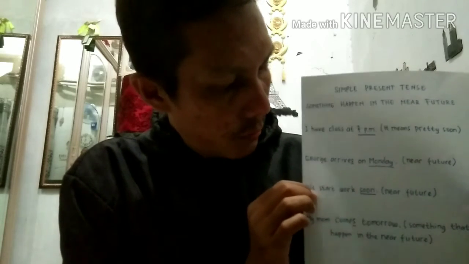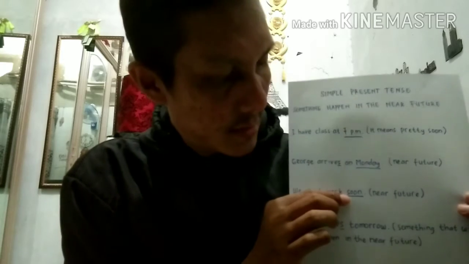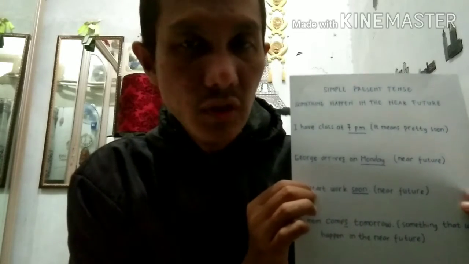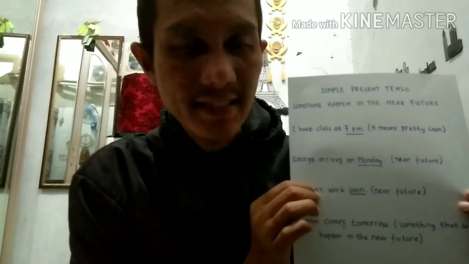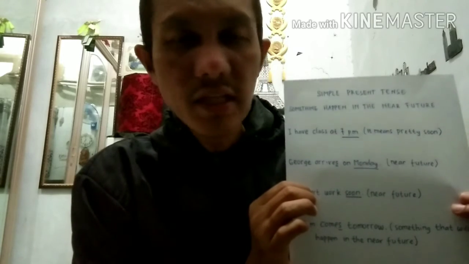Next, we start work soon. Soon is near future. Why in this verb don't I add s or es at the end of the verb? Because the subject is we. If the subject is I, you, they, or we, don't add s or es at the end of the verb of simple present tense. Okay, next.